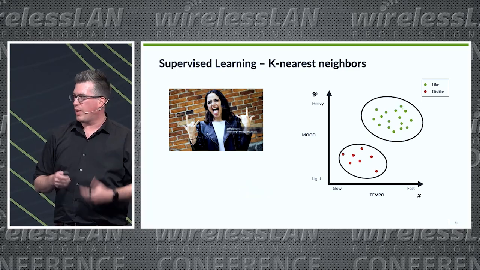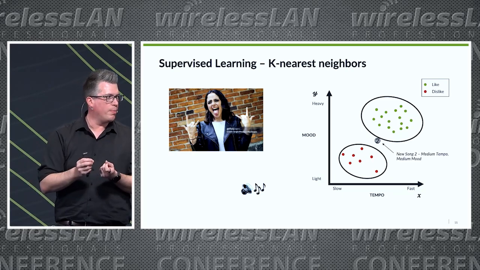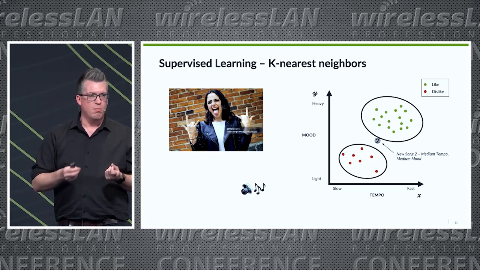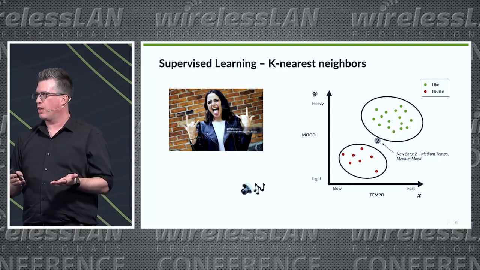Now, if we have another song that's not quite so easy to determine, it sits somewhere in the middle of tempo and intensity and mood, are we going to be able to determine, with a high level of accuracy, if this person is going to like the song or not?